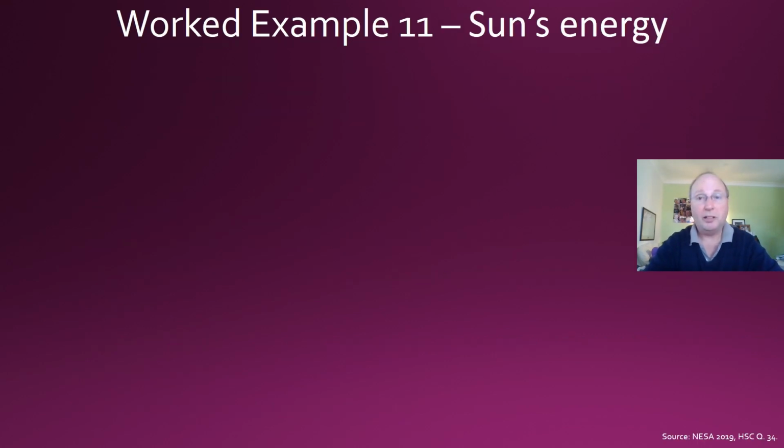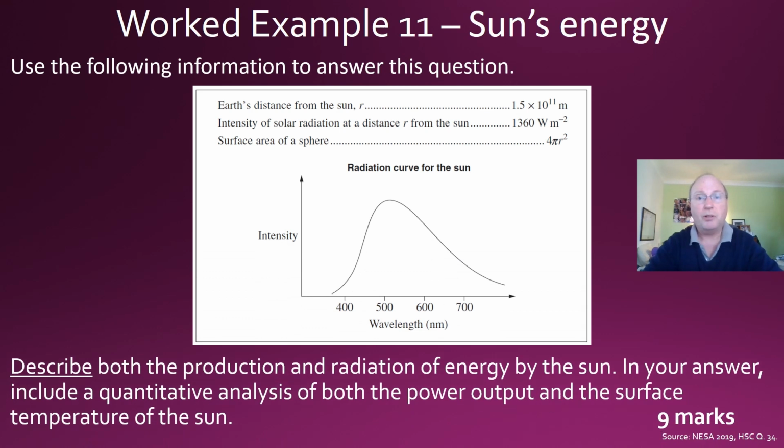It says worked example. You can find the answer on the other slides that are on the physics website, but this has to do with the sun's energy. This was a question that was in the 2019 HSC examination. And it says use the following information to answer this question. It presents a couple of pieces of data. It gives you the formula for the surface area of a sphere, and it has a radiation curve for the sun that looks very much like a black body radiation curve with intensity versus wavelength in nanometers.